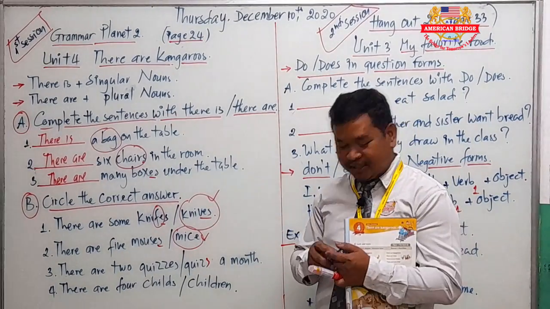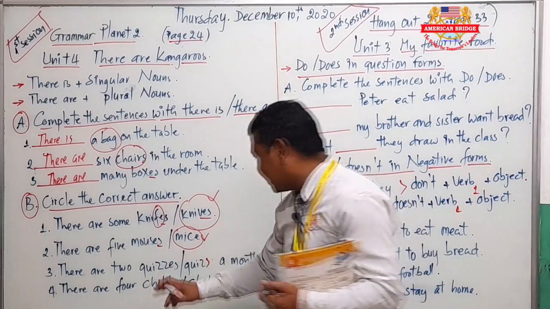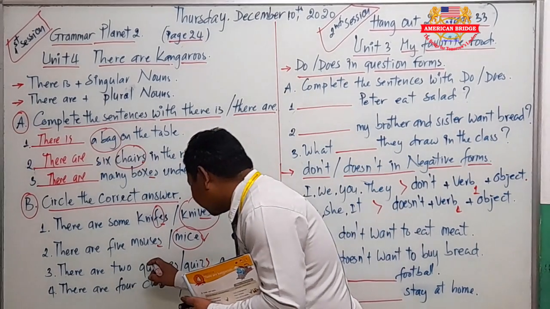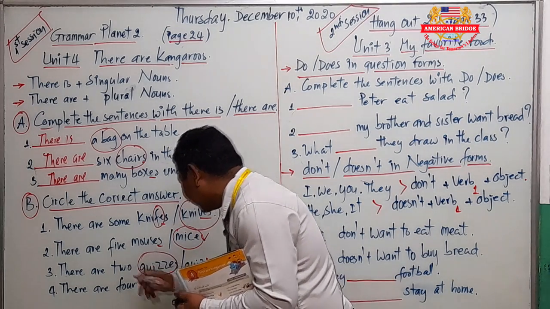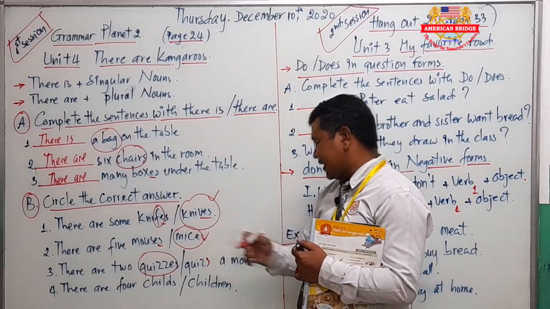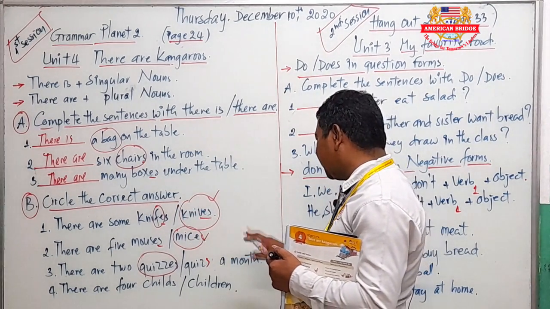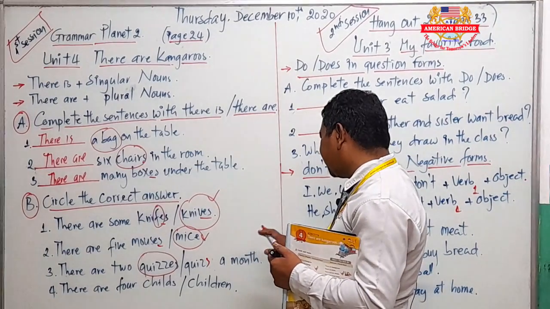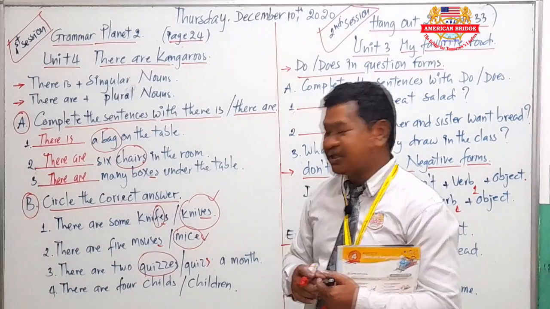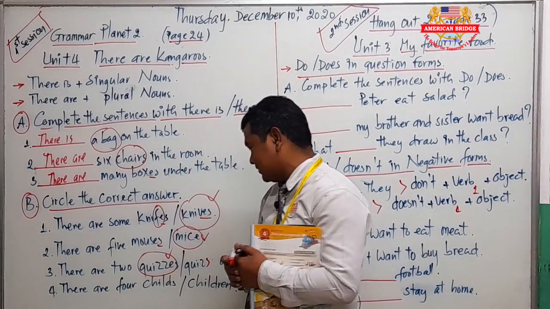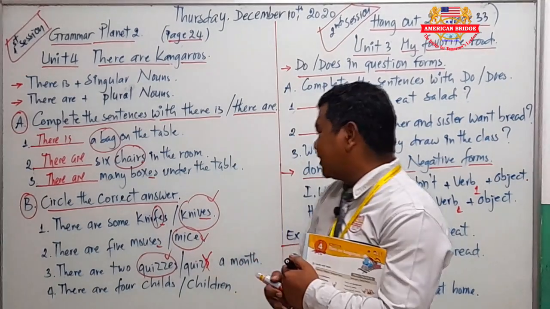So which one is correct, student? Yeah, this one is wrong. This one is correct because at the end of letter Z, we have to add es. So this one is correct. Thank you very much. There are 2 quizzes a month. So this one is correct, 2 quizzes, and this one is wrong. Okay, so move to the other one.